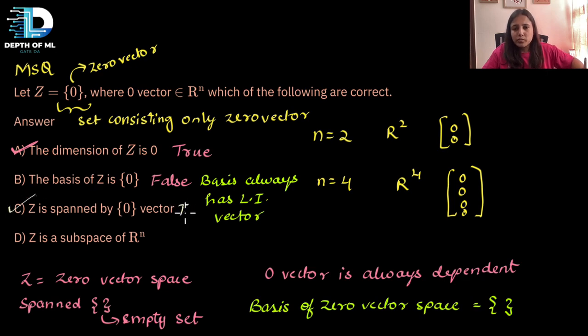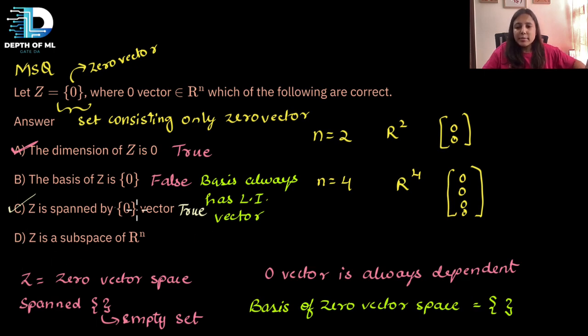This is true, because this can span the 0 vector, and in the 0 vector space there's just one vector, 0. If you multiply it with any scalar, you will get 0. If you add the 0 vector with the 0 vector, you will get 0, and hence this is spanned by the 0 vector.